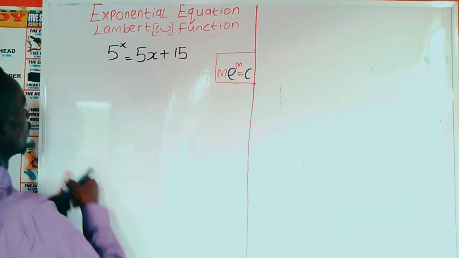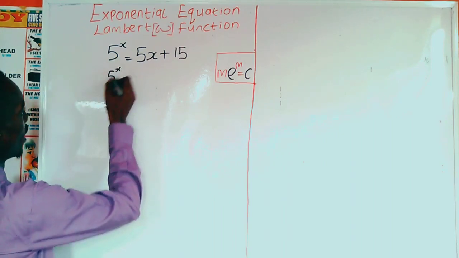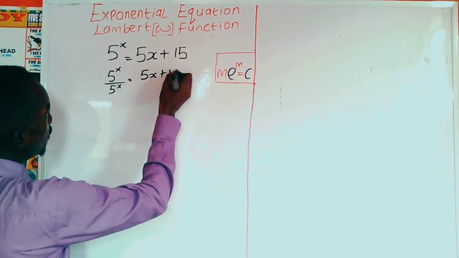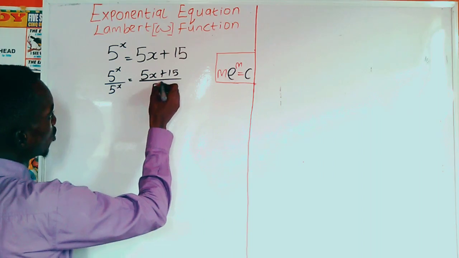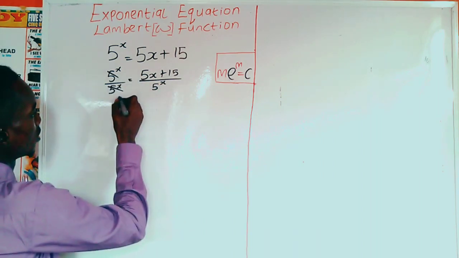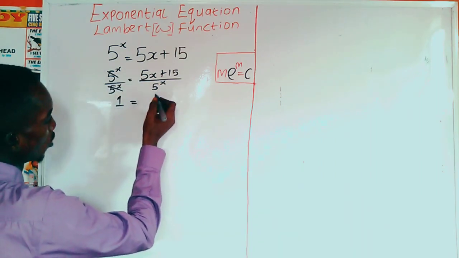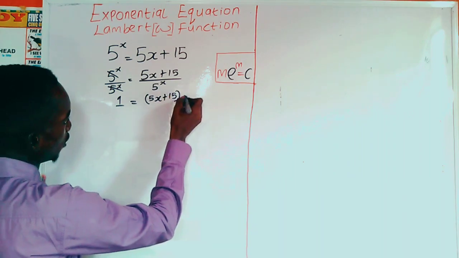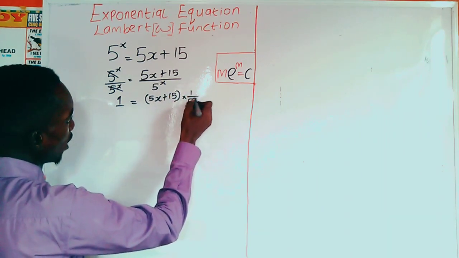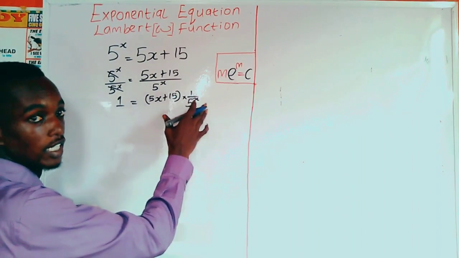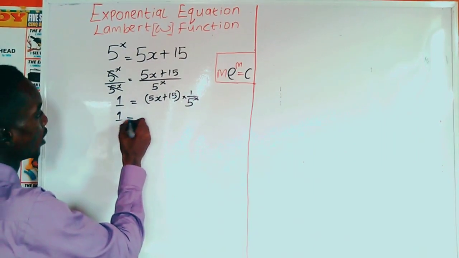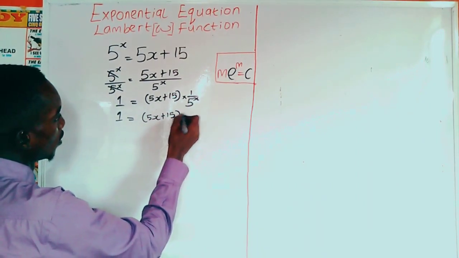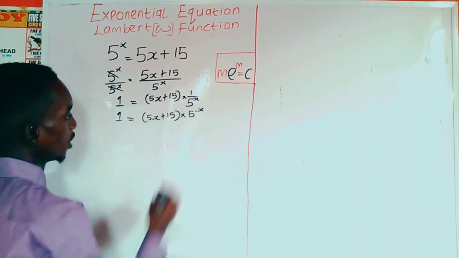So we are going to have 5 raised to the power x divided by 5 raised to the power x equals 5x plus 15, all divided by 5 raised to the power x. So this cancels this, gives us 1, which equals 5x plus 15, then times 1 all over 5 raised to the power x. We can express this in index form. So we have 1 equals 5x plus 15 times 5 raised to the power negative x.